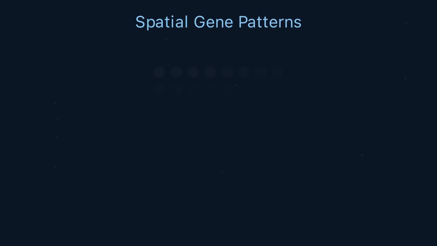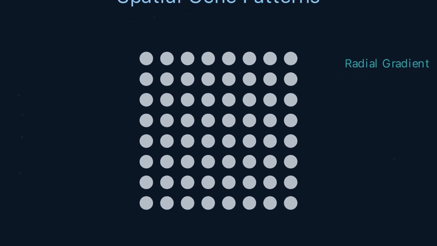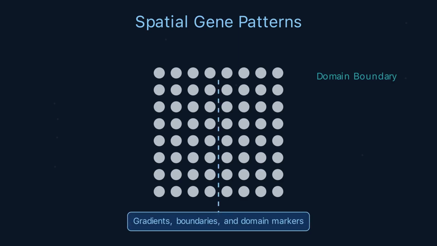A spatially variable gene creates a recognizable pattern across the tissue. Maybe it is expressed highly in the center and fades toward the edges, a gradient. Or it might mark specific domains with sharp boundaries. These patterns are not random. They reflect underlying tissue biology. SpatialDE's job is to find them.